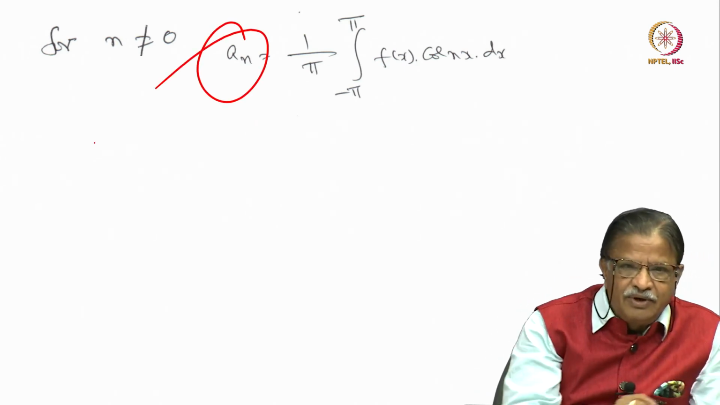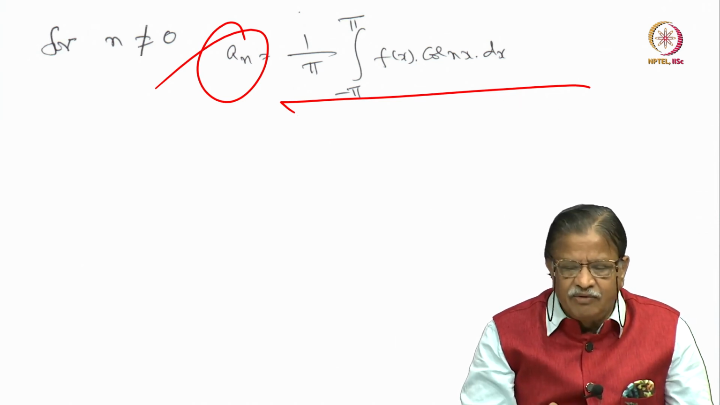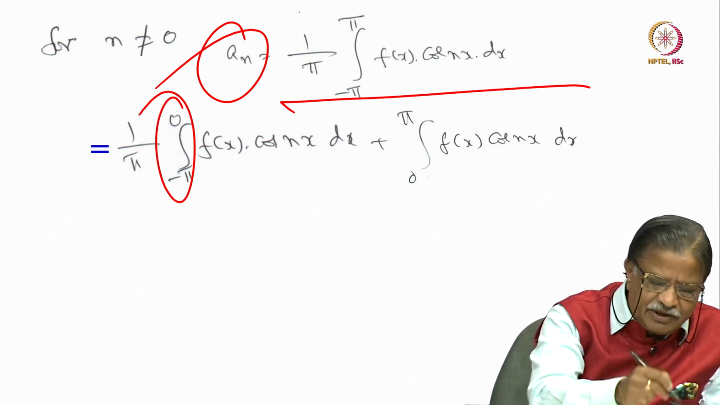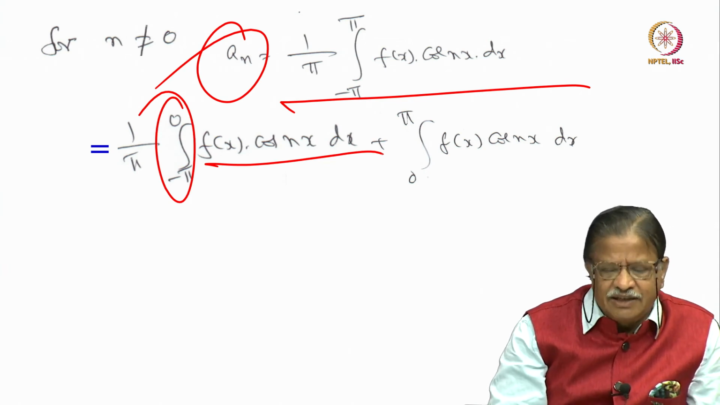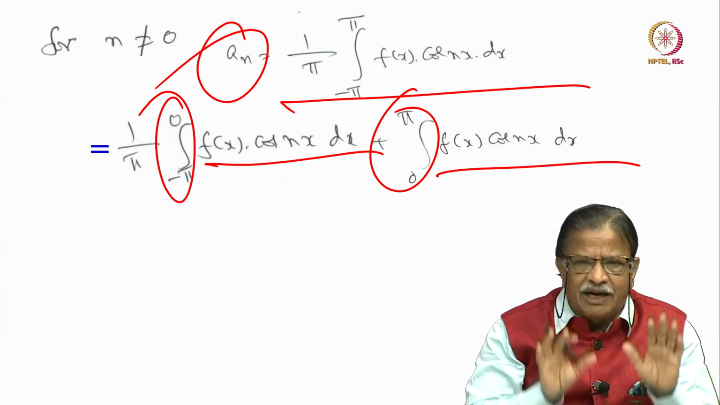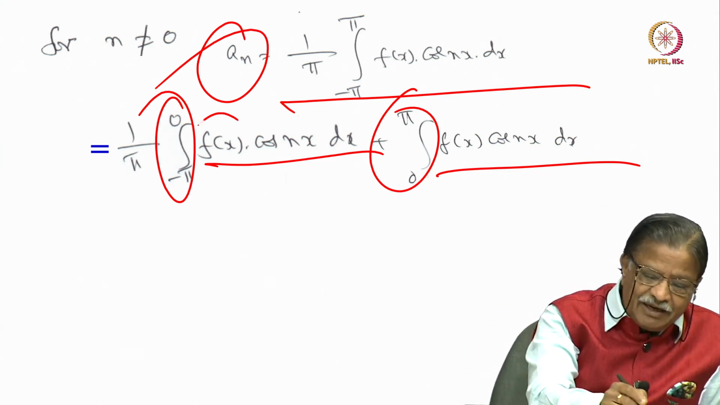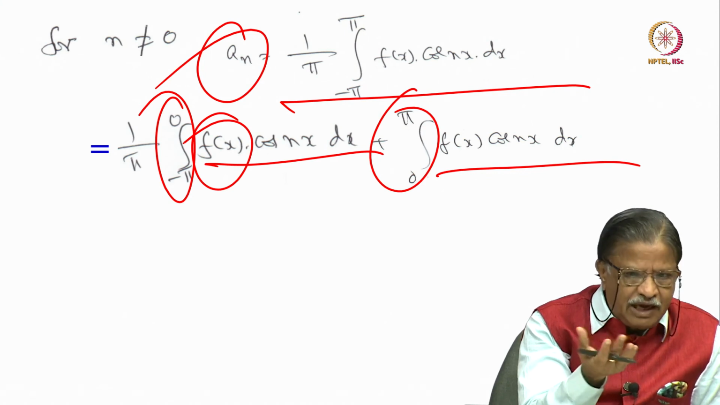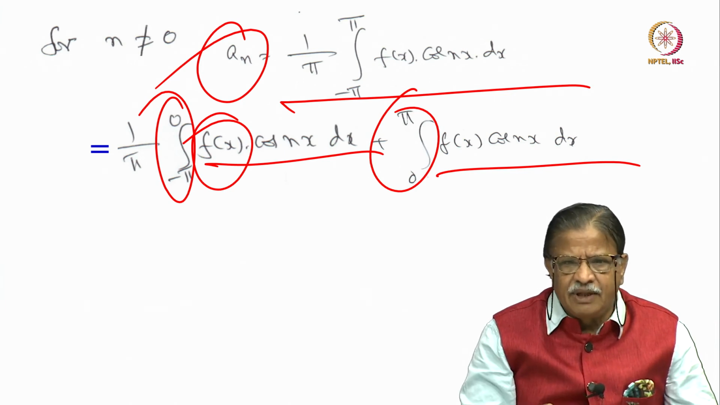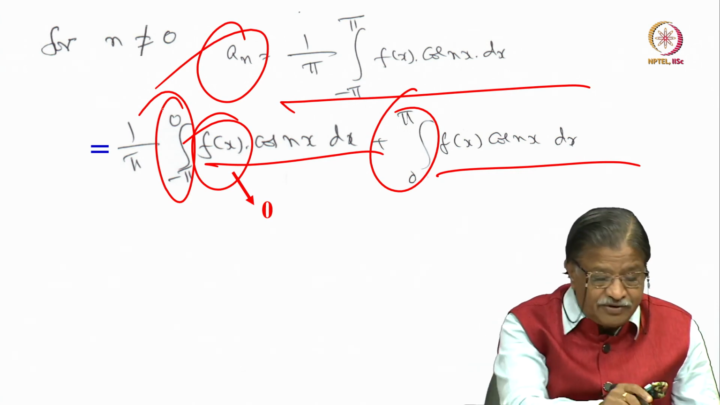For n not equal to 0, a_n, I told you, we have to multiply by cosine of nx dx and then integrate over one cycle, minus pi to plus pi. Now again resolve into two terms: minus pi to 0 f(x) cos nx dx, and 0 to pi f(x) cos nx dx. Remember I have multiplied this function by cosine of nx and integrated over one cycle. But what is this f(x) from minus pi to 0? From the function limits which I have shown earlier, f(x) is 0 in the range minus pi to 0.